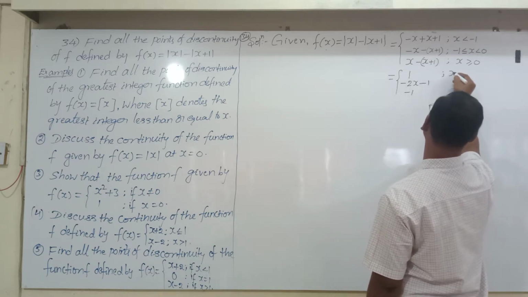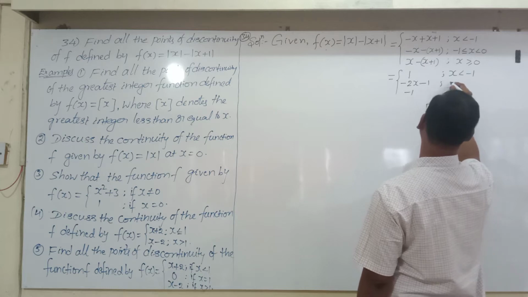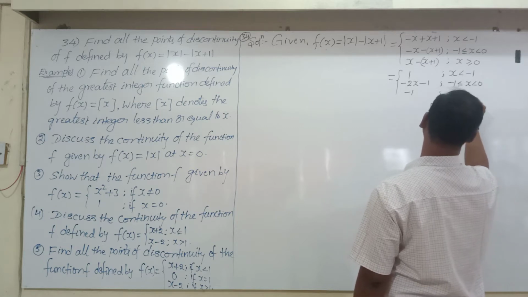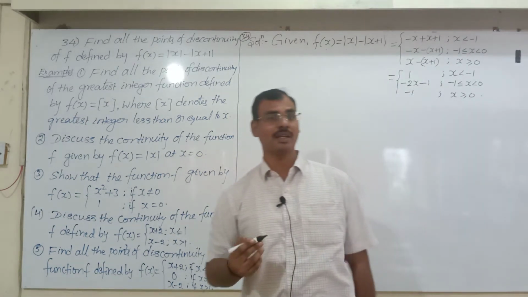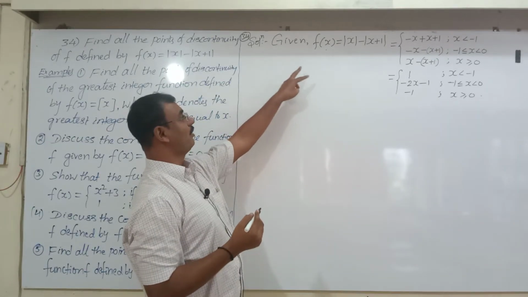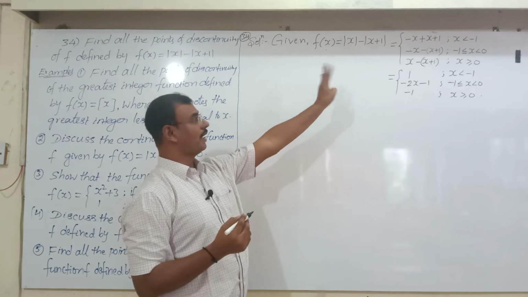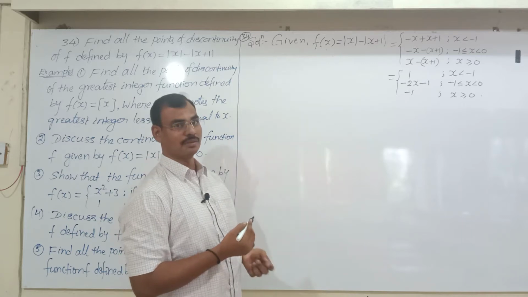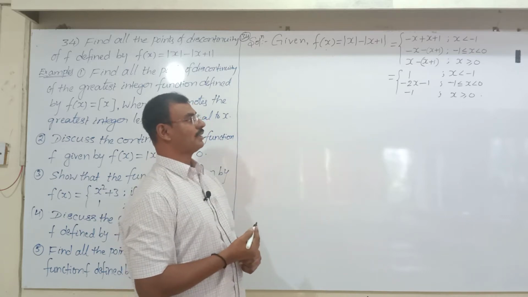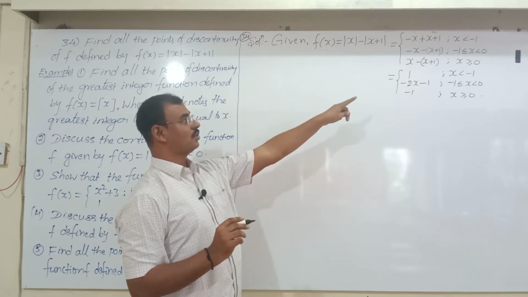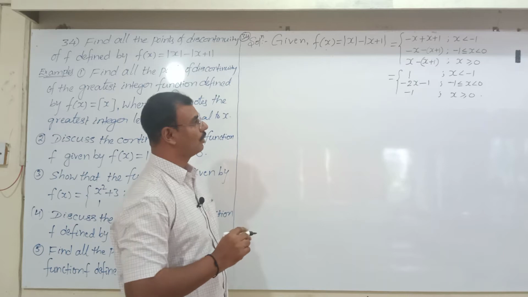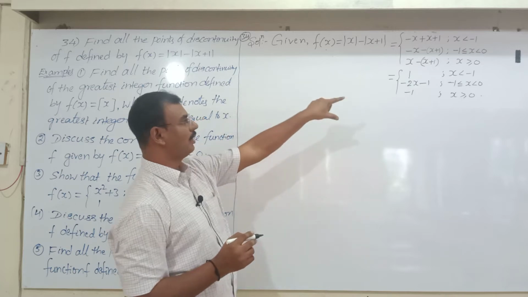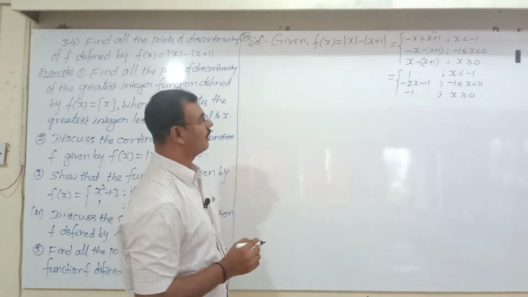So these are the conditions: when x is less than minus 1, when x is more than or equal to minus 1 and less than 0, and when x is more than or equal to 0. So this is the function f of x. Firstly, we have to break it into conditions. When x is smaller than minus 1, f of x is equal to 1. When x is between minus 1 and 0, it is minus 2x minus 1. When x is more than or equal to 0, f of x is minus 1. At all these points we have to check the continuity or discontinuity.